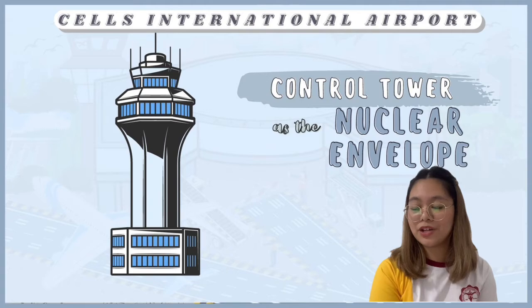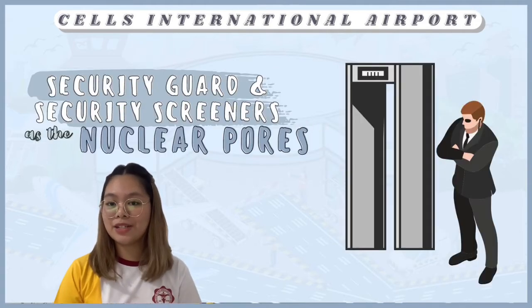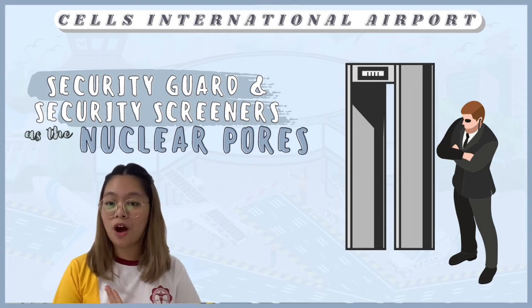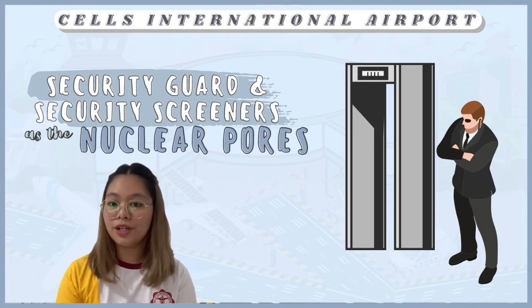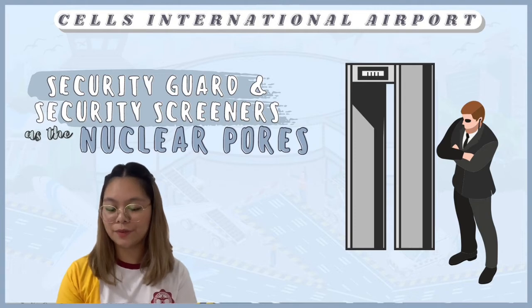Moving on, we have the security guard and the security screeners. The security guard and the security screeners screen the passage of the employees in the office. They assess whether the person is working inside the office or not. This can be related to the nuclear pores. The nuclear pores are permeable barriers that limit the entry of proteins and RNA but allow the free passage of water, ATP, ions, and other small molecules.